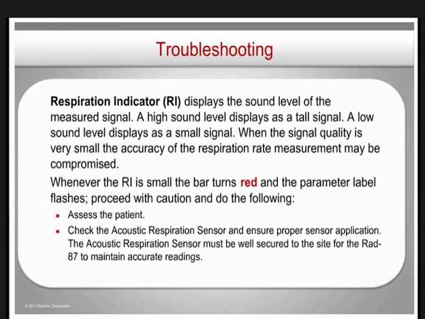The respiration indicator, or RI, displays the sound level of the measured signal. A high sound level displays as a tall signal. A low sound level displays as a small signal. When the signal quality is very small, the accuracy of the respiration rate measurement may be compromised. When the RI is small, the bar turns red and the parameter label flashes. Proceed with caution and do the following.